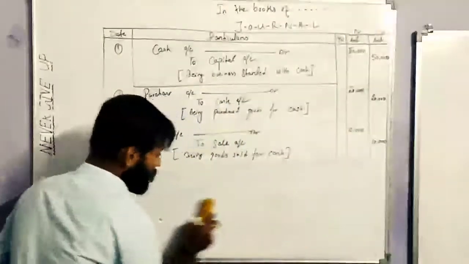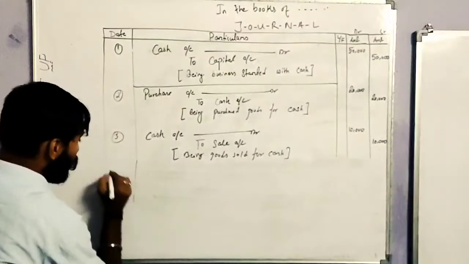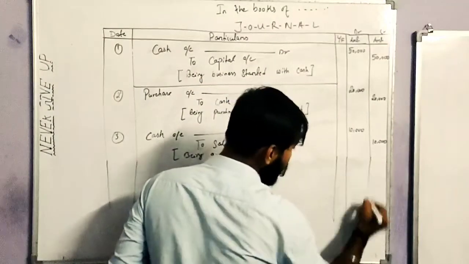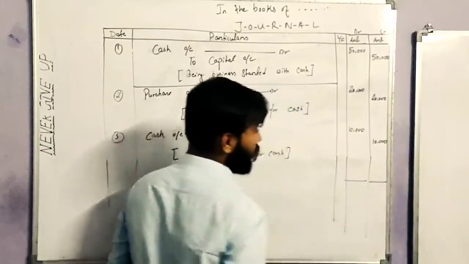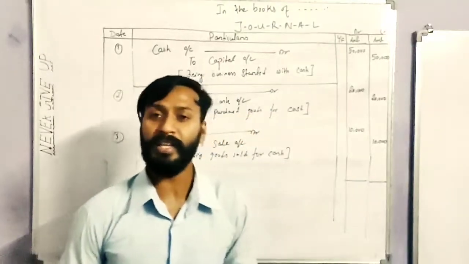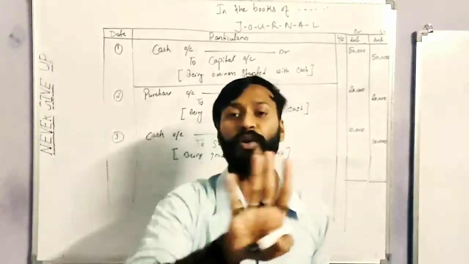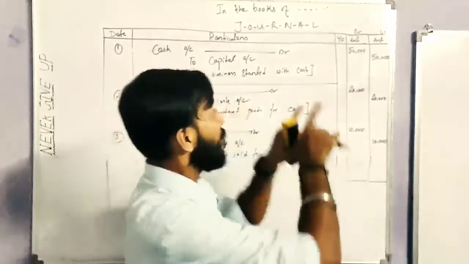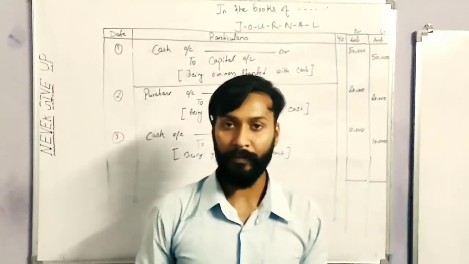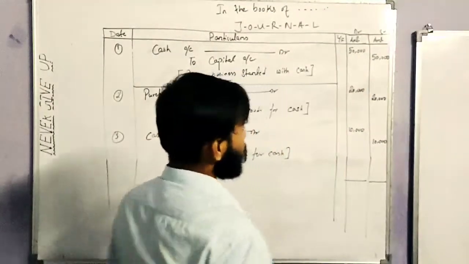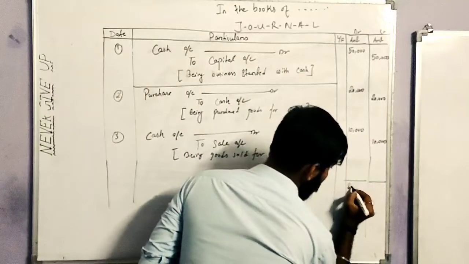Okay, now let us balance the amount. Always remember, in journal always the debit amount and the credit amount will be equal. If the debit amount and the credit amount are not equal, that means your transaction is not correct. That means whatever you have recorded in this journal is not correct. See here, debit column, let us calculate. 50,000 plus 20,000, 70,000, 70,000 plus 10,000 is 80,000.